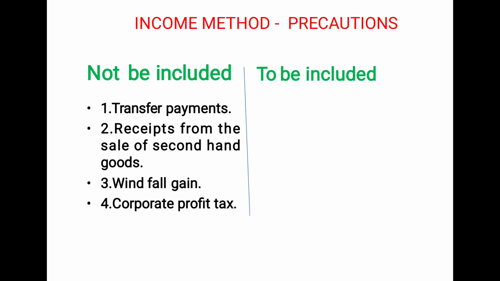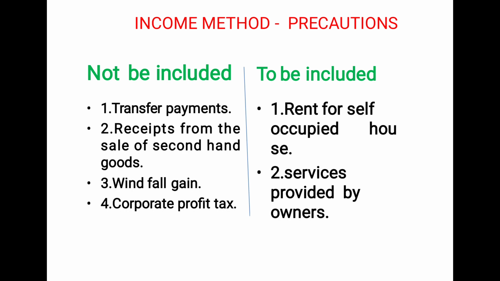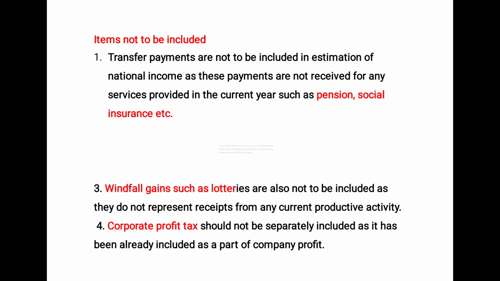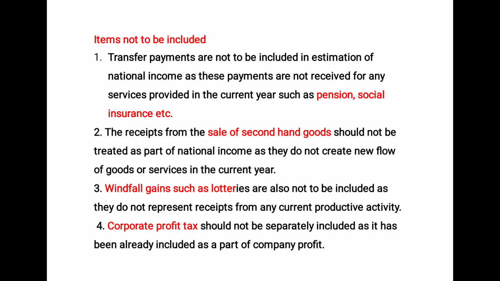So the next one is the items to be included. What are the things to be included while calculating the national income? The first one is rent of self-occupied house. Second one, services provided by owners. So we are going to see in detail what are the items not to be included.